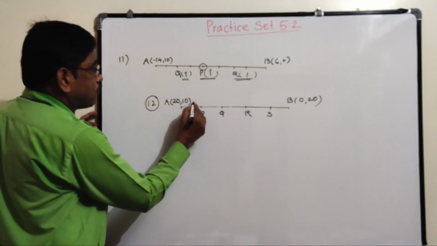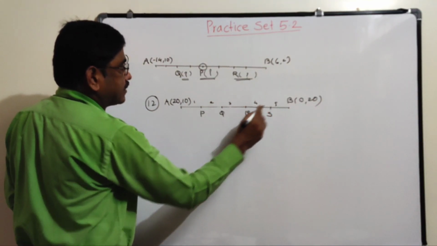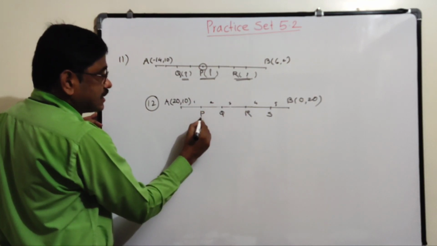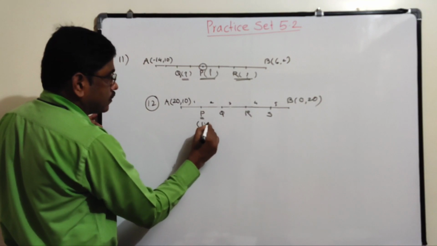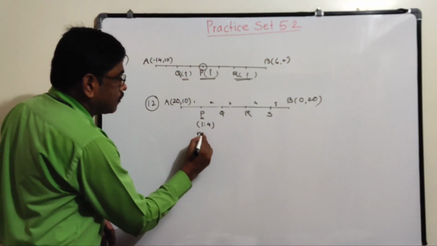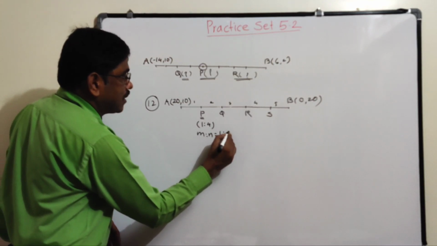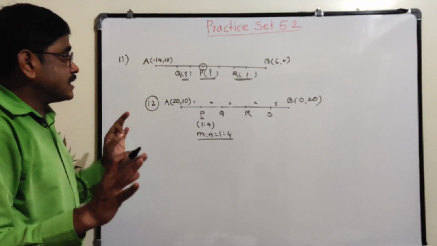Now here it is 1 part, 2 parts, 3 parts, 4 parts, 5 parts. So if we consider P, P divides in which ratio? 1 is to 4. So m is to n is equal to 1 is to 4. We have to take this here, and find the coordinates of P.